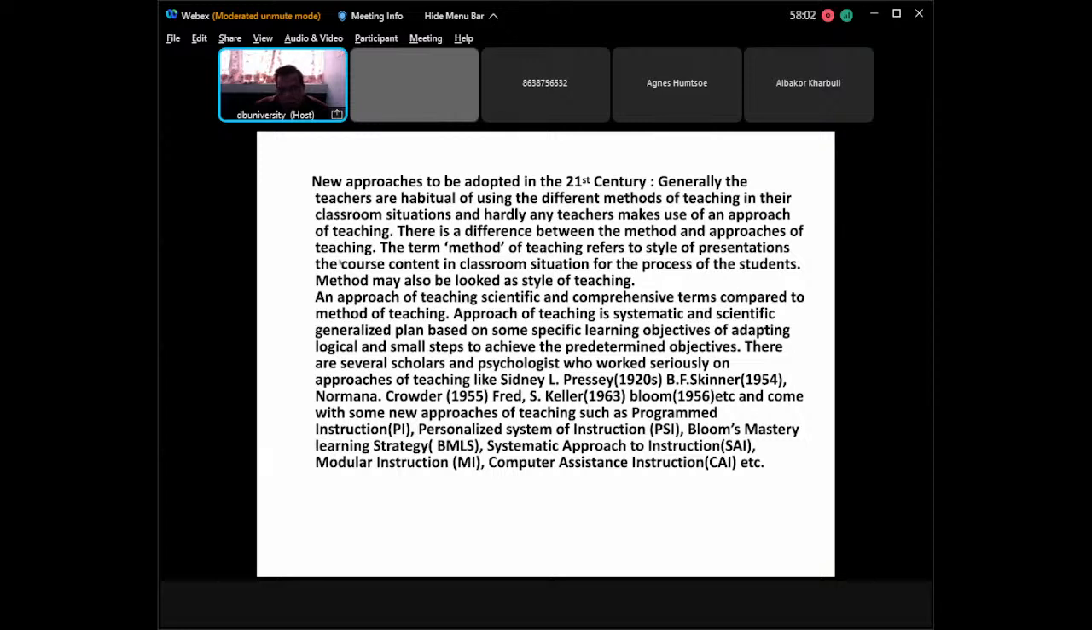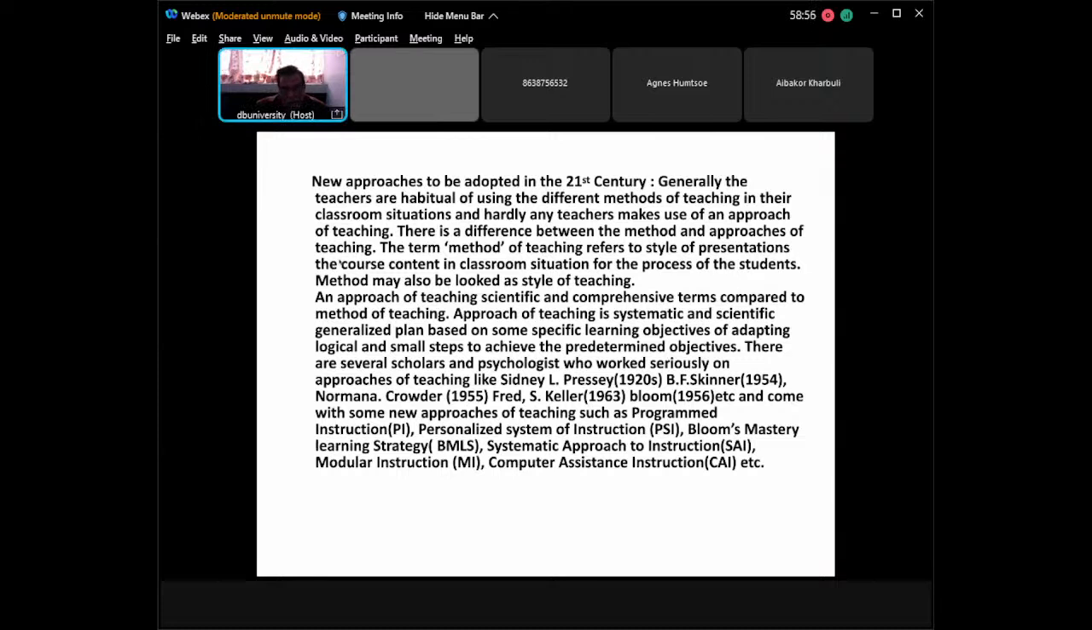They have come out with some new approaches of teaching, like programmed instruction, teaching and learning through a designed and developed program. B.F. Skinner has come out with this. Then we have the personalized system of instruction propounded by Fred S. Keller. Bloom has come out with the new approach known as Bloom's Mastery Learning Strategy. Then the systematic approach to instruction, modular instruction, and computer-assisted instruction. Nowadays, people talk about CAI, but CAI will work when we have designed and developed the software. For all these approaches, the first and foremost thing is designing of the material.